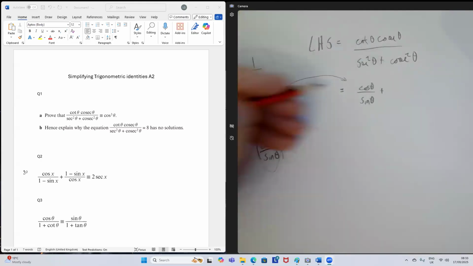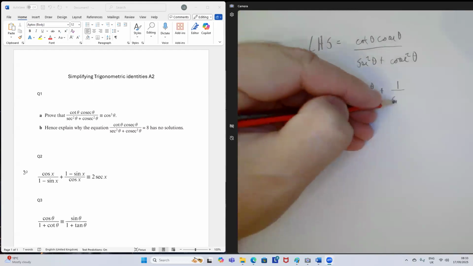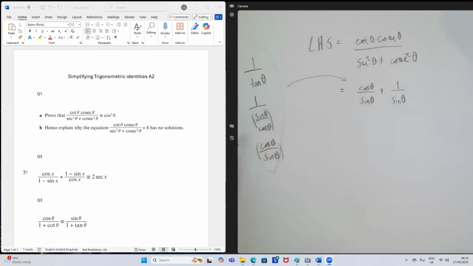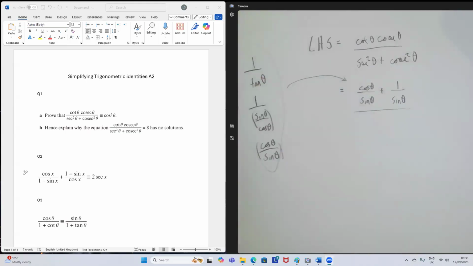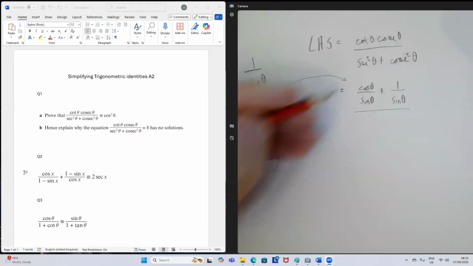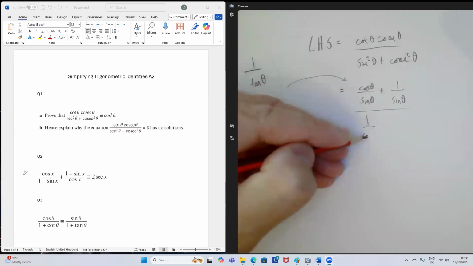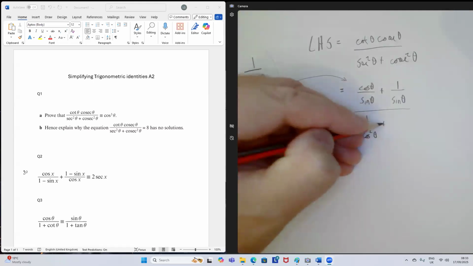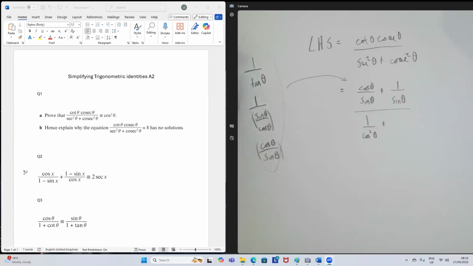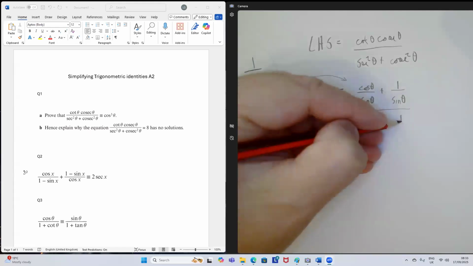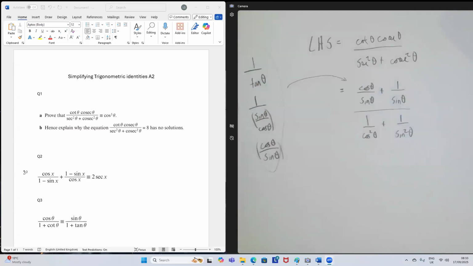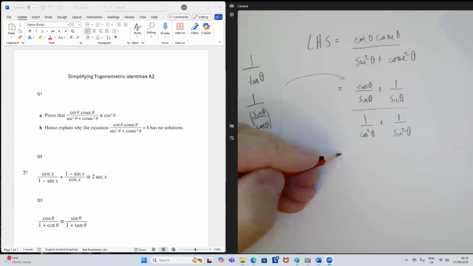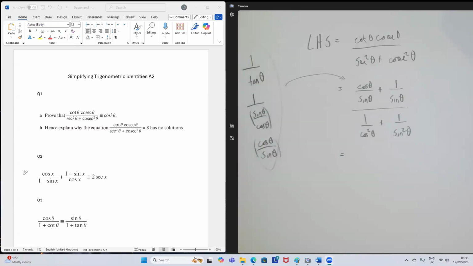Cosec is 1 over sine, so we write that as 1 over sine theta, like so. So that's the numerator done. And then the denominator, let's think about that. We've got 1 over sec squared, and 1 over sec squared is 1 over cos squared. And cosec squared is 1 over sine squared, so we can write that as 1 over sine squared. So there you go. Our first step is we've replaced all of the trig identities with regular trig, we've got rid of the reciprocal trig identities.